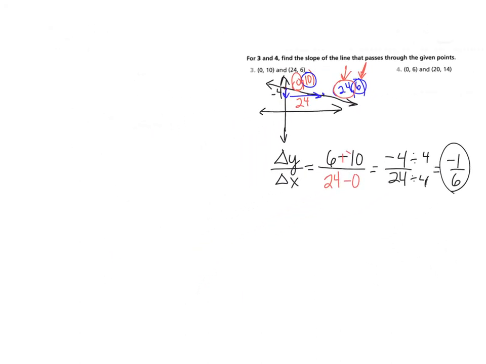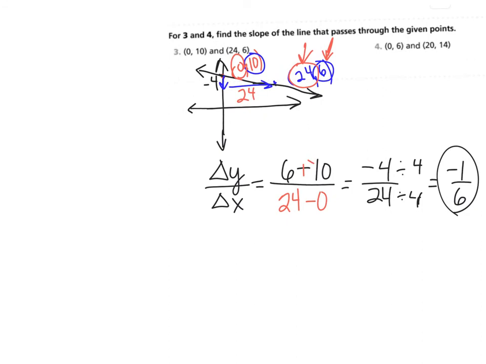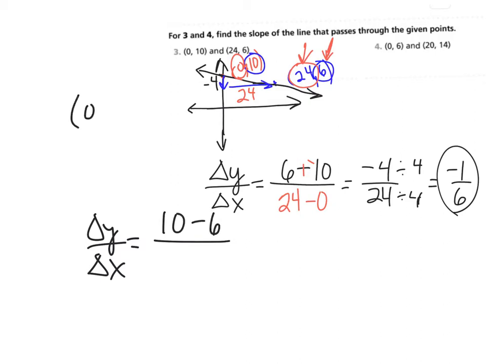Now, if you look at this problem, you might say, what if I didn't sketch it out? How would I know what order to go in? And the answer is, it actually doesn't matter. As long as you're consistent, it doesn't matter what order you go in. With the y's, in this case, we did 6 minus 10. If you did it the other way, it would be 10 minus 6, and we can actually do this and get the same slope.